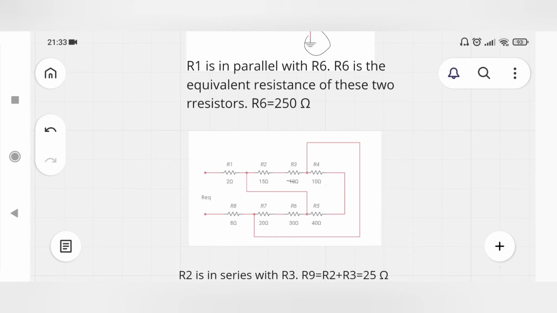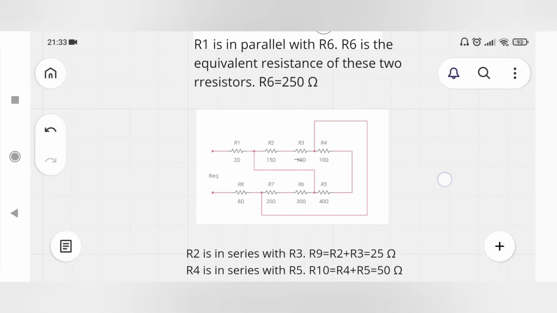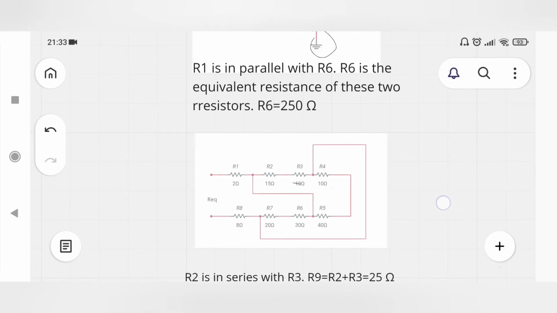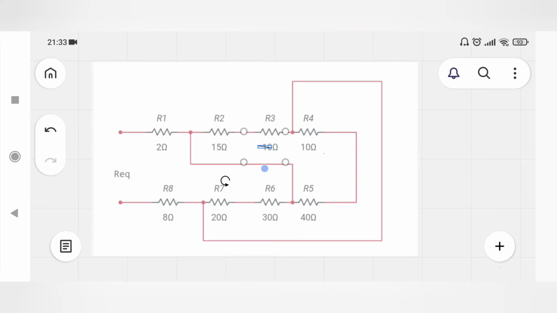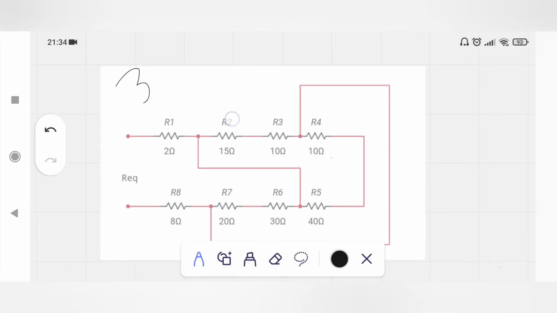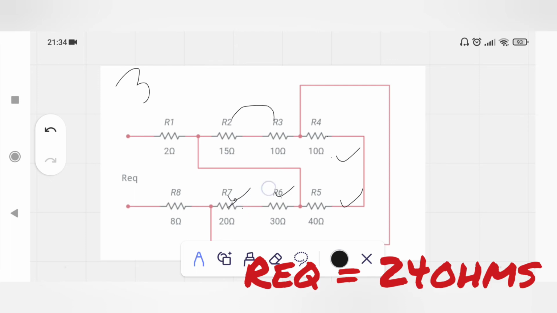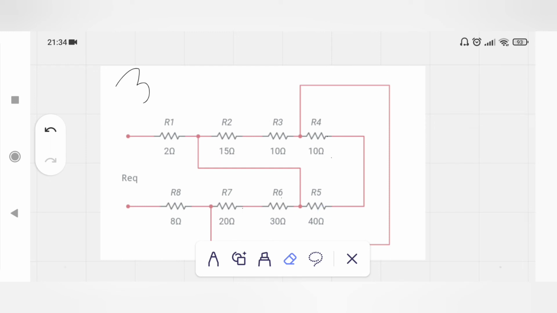This is the last circuit. In this circuit there are 8 resistors, and these are in series. These two are also in series, and R6 and R7 are also in series. So let's redraw the circuit and replace all these 3 pairs with single resistors.